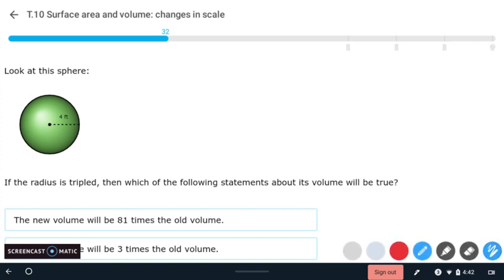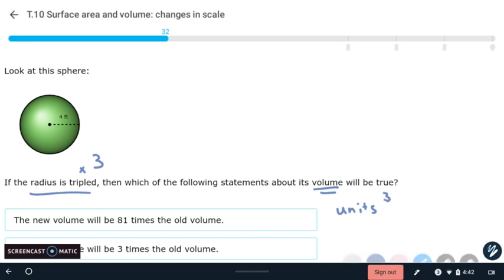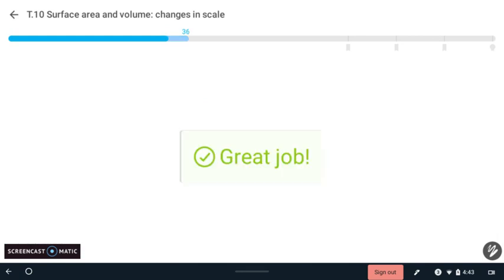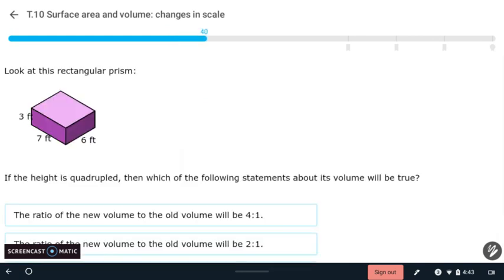Here we've got a sphere. The radius is the only linear measurement, so the radius is tripled, which means it's times 3. Then which of the following statements about the volume is true? Here, volume is measured in units cubed. So if it's in units cubed, we're going to cube that. Remember, the exponent tells you how many times to multiply, so we'll do 3 times 3 times 3, or you could just punch it in your calculator, and 3 times 3 times 3 is 27. So it'll be 27 times bigger. Woo! That was really quick. So hopefully you're liking this method.